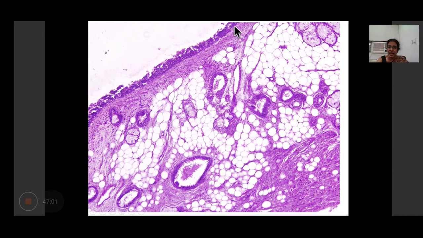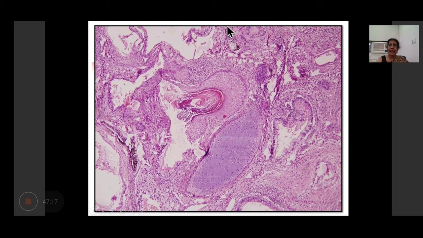So this is one section which is showing the ciliated columnar epithelial lining. You are seeing the mature adipose tissue. You can see the mature mucus glands. You can see the smooth muscle bundles. You can here see the sebaceous glands also. So this is the dermoid cyst. And here we can see the stratified squamous epithelium, keratin formation. You are seeing the mature cartilage. There are the mucin secreting glands.